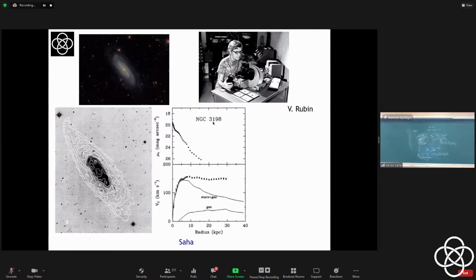For example, in the galaxy NGC 3198, you see the stellar light falls like this at a radius of around 15 kiloparsec. This is the circular velocity of the hydrogen gas, which is going around the center of this galaxy. Okay, and as you go to outer radius, the circular velocity remains constant. This is called the flat rotation curve of the galaxy.